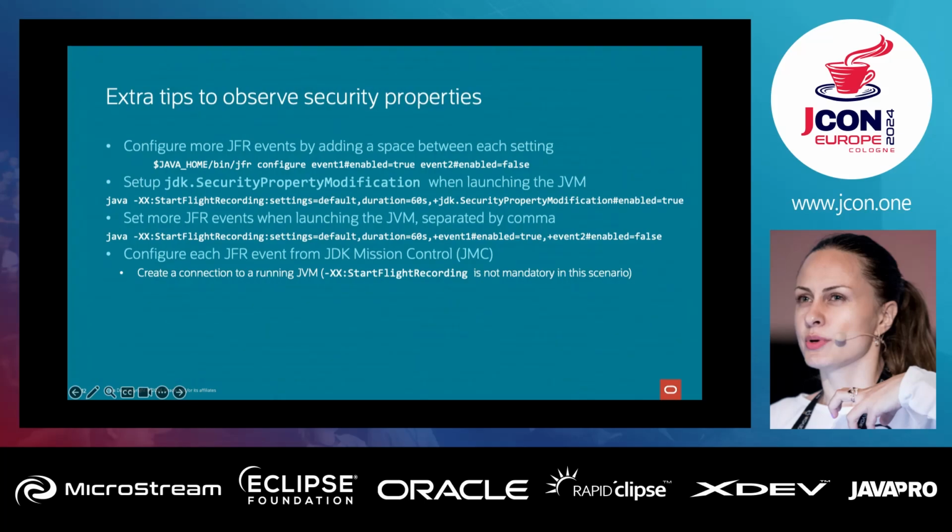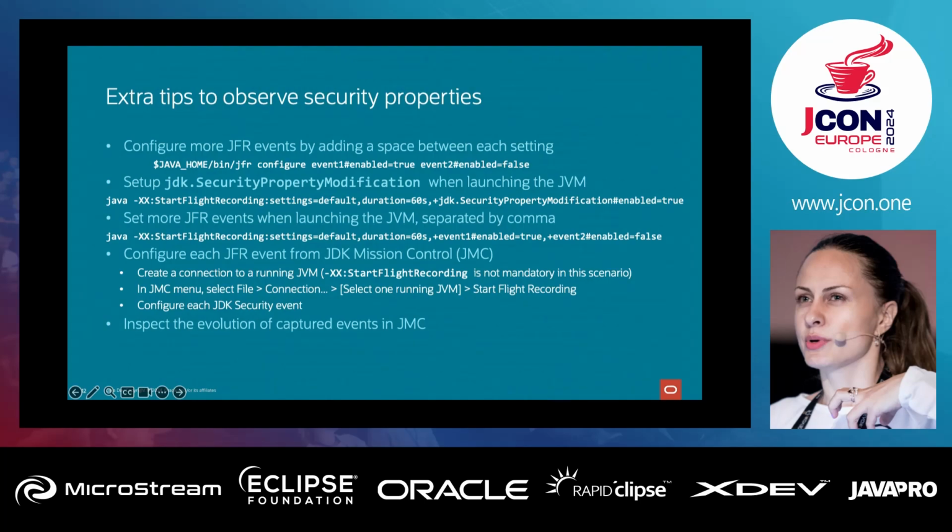But a much more convenient way to do this is to configure each JFR event from JDK Mission Control, JMC for short, and of course, create a connection to a running JVM. In the JMC menu, you do start flight recording, and that's when you can configure each security event. You can do this, and then you can export it further. It's way easier to do it like this and export the configuration than using the JFR tool. And of course, you can inspect the evolution of the captured events in JMC all the time. If you're interested in doing that, you can always use the event browser and go to Java Development Kit and Security.